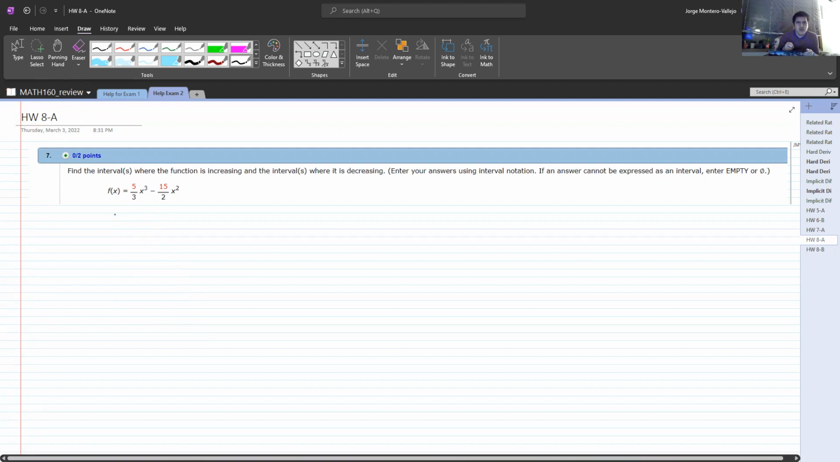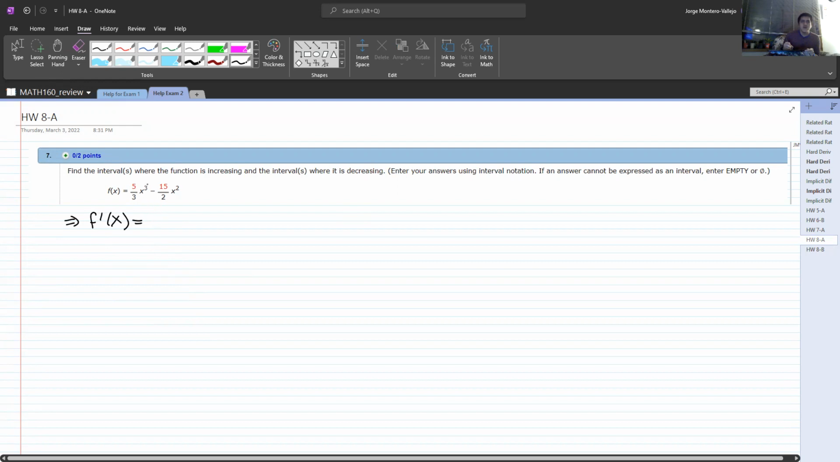All right, so problem 7. Find the intervals where the function is increasing and the intervals where it's decreasing. Enter your answers using interval notation. If an answer cannot be expressed as an interval, enter empty or that symbol over there. Okay, so remember that the steps for these are the following. We need to first compute f prime of x, right? So we do the rules that we have been using so far.